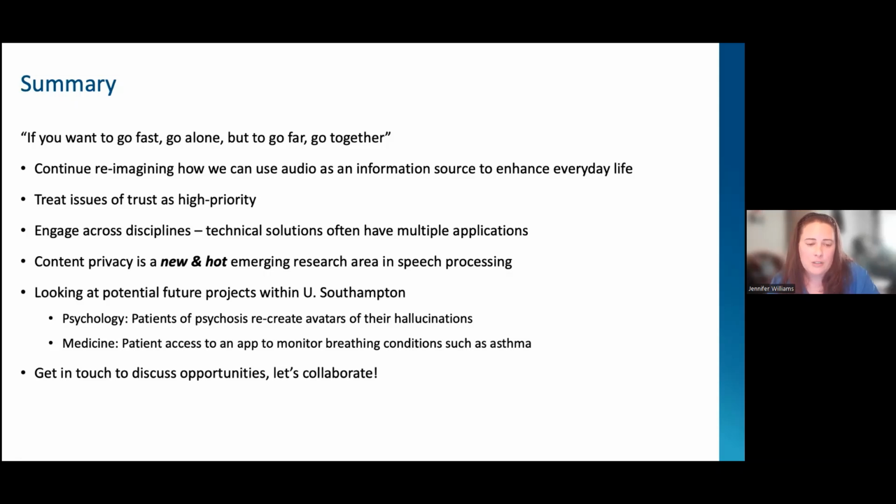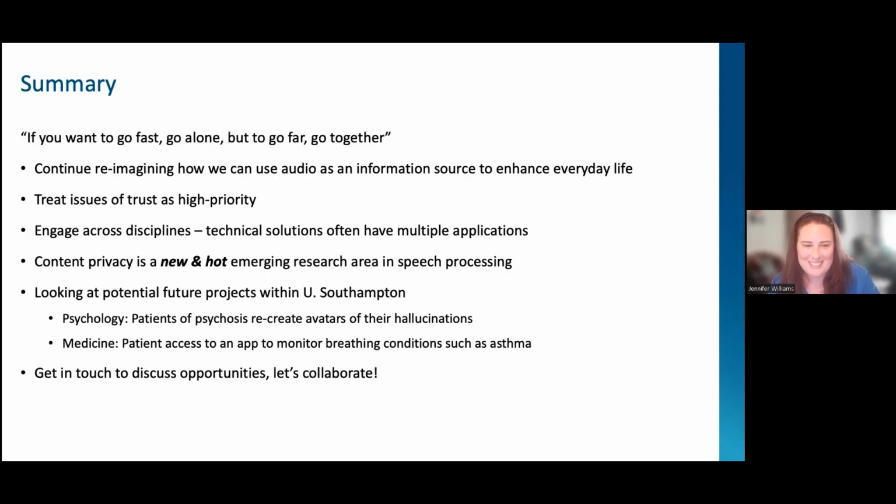And there are some really interesting future projects within the University of Southampton, for example, in the realm of psychology. So we have people who would like to help their psychosis patients by allowing them to recreate auditory avatars of their hallucinations in order to help with their treatment of psychosis. This would be extremely experimental, but also really exciting for speech processing and audio processing. And in medicine, accessing an app to help monitor breathing conditions like asthma. So do get in touch if you're interested.